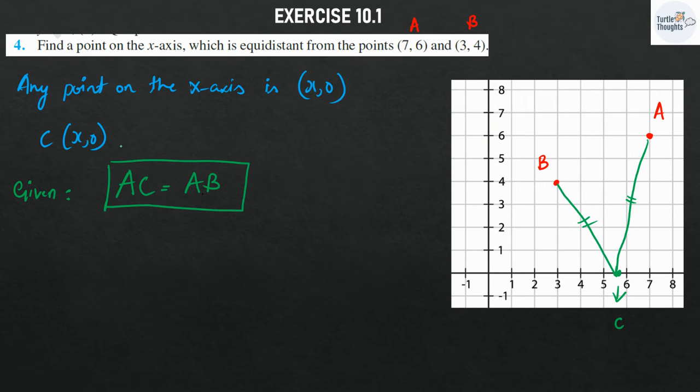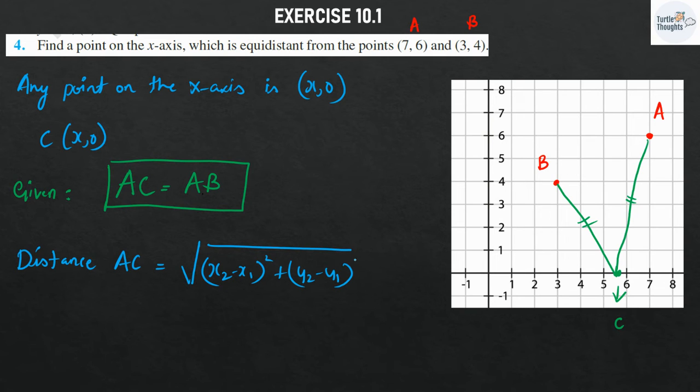This is what is given in the question. So I can find out the distance AC. So distance AC is going to be the root of (x2 minus x1) whole square plus (y2 minus y1) whole square. Now let me consider A, which is (7, 6), and let me consider C, which is (x, 0). Let this be x1 and y1. Let this be x2 and y2.